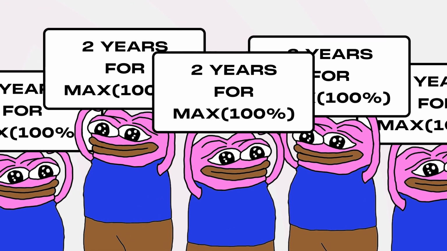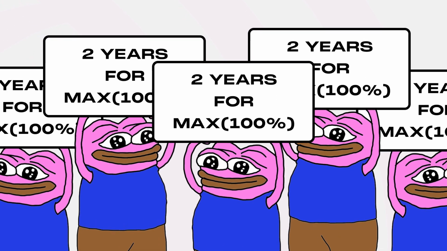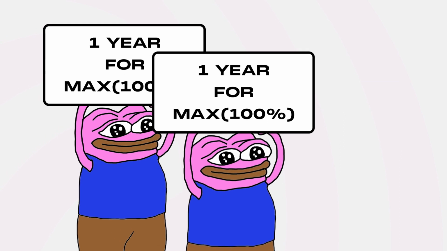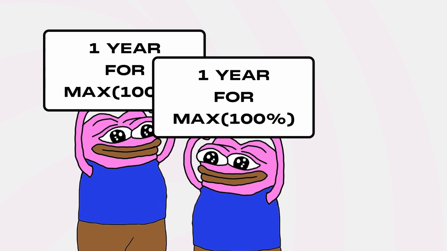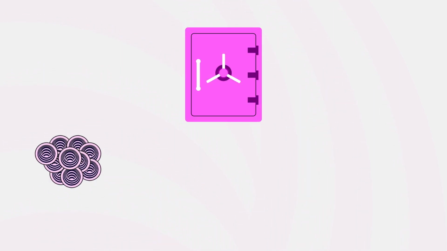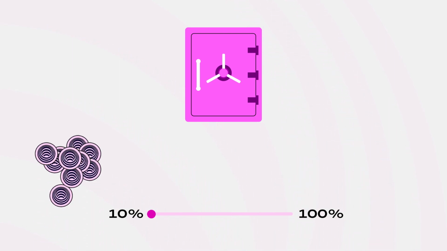If there are many users locking TAP, the amount of time you need to lock your TAP for to receive the maximum output of twTAP becomes longer, and inversely, if there are few users locking TAP, the amount of time needed to receive the maximum output of twTAP becomes shorter. This ratio can be a minimum of 10% to a maximum of 100%. Therefore, if you lock 100 TAP at the minimum ratio, you'll receive 10 twTAP. And conversely, if you lock it at the maximum, you'll receive 100 twTAP.